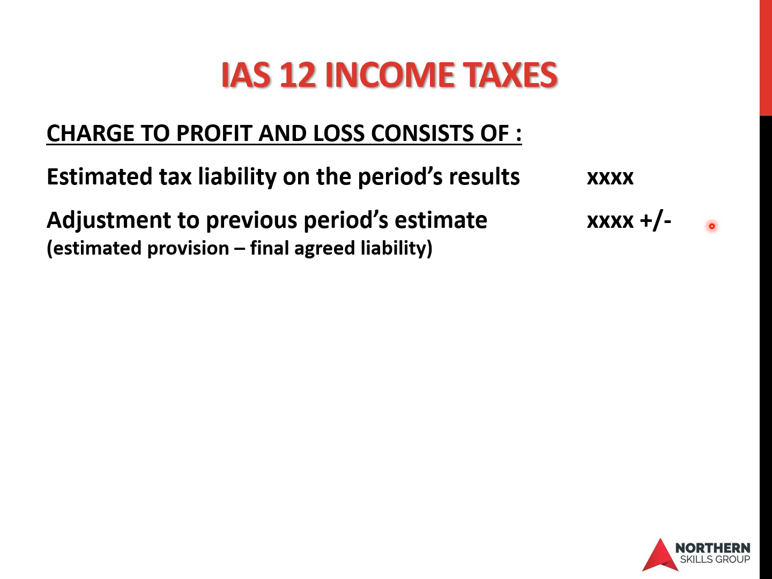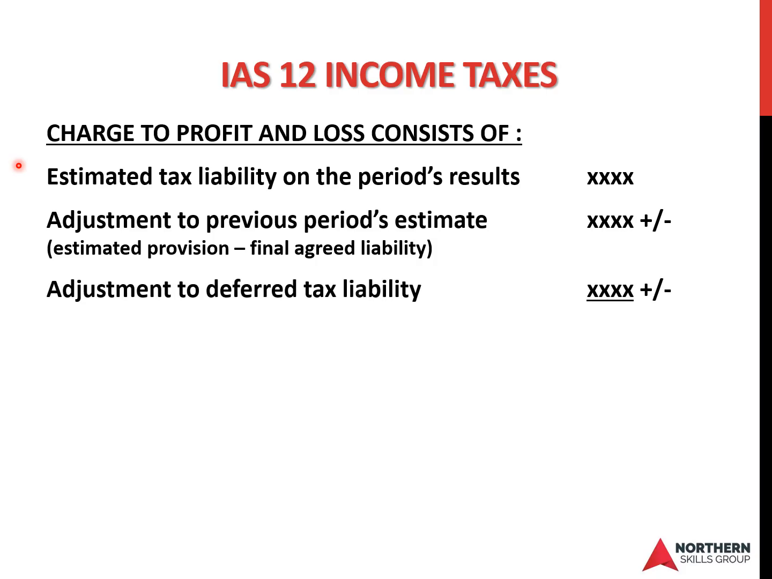If the estimated liability wasn't as much as the final agreed liability, then there needs to be an additional charge to profit and loss for the difference. So that's the second thing that will appear as part of the tax charge in the profit and loss account. The final item will be an adjustment for what's referred to as deferred tax, and I'll talk more about that on the next slide. But those three together will give the charge to profit and loss.